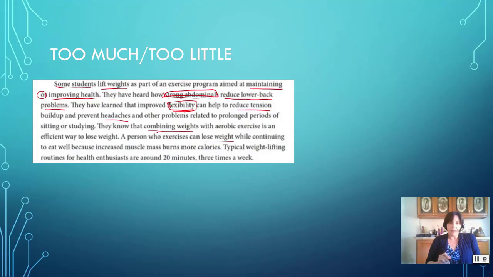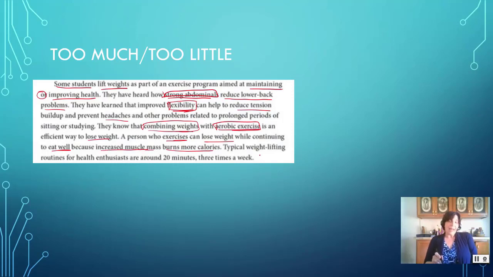This one is obvious. If I say "combining weights," I have to have something to combine it with, and I didn't get aerobic exercises. And what's the result? Lose weight. So if I follow my previous pattern, I'd have to put this one in a square and this one in a square. And then "person who exercise and eat well." You can't skip that part. "Burn more calories, increase." So now I'm starting to underline too much.